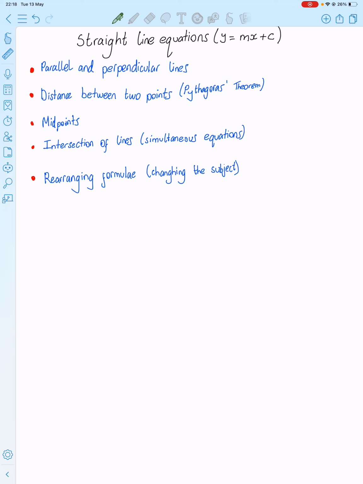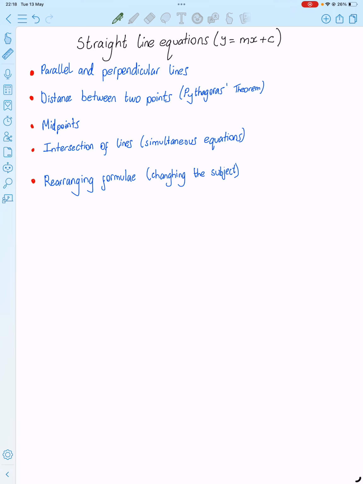This is part 2 of our miscellaneous examples, where we are looking at the kinds of questions that trip people up because there are so many moving parts, not because each individual thing is really difficult. So it will involve straight line equations. It will involve looking at parallel and perpendicular lines, the distance between 2 points using Pythagoras' theorem, midpoints, intersections of lines, which involves solving simultaneous equations, and rearranging formulae, or changing the subject.